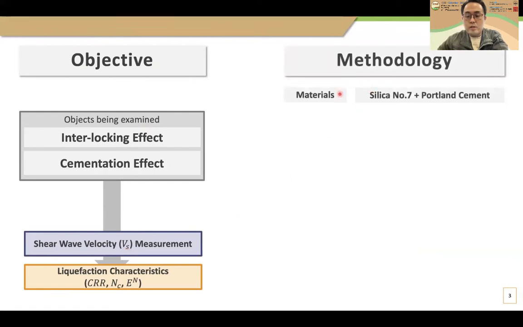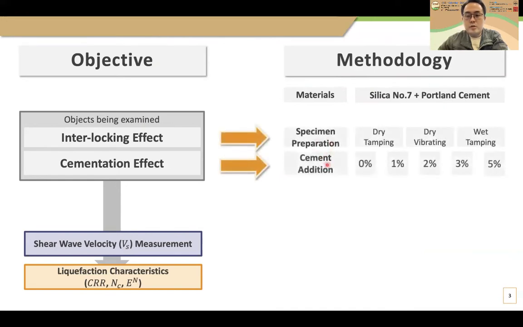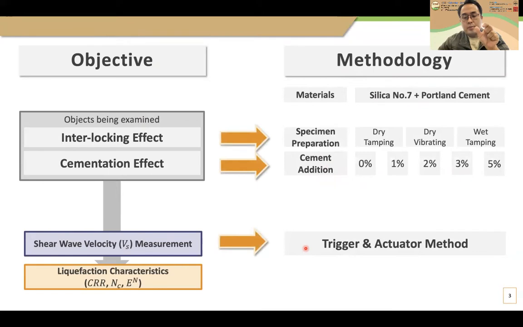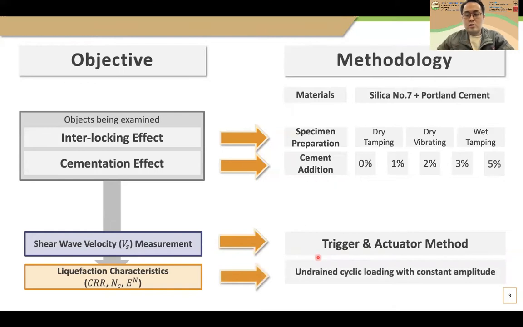And here is the methodology. I used silica sand number 7 and Portland cement as the base materials. And I changed the specimen preparation method and the cement addition rate as shown here. After setting up the specimens, I put a pair of actuators and a pair of accelerometers to detect the shear wave. And then after the consolidation of 100 kilopascal of mean effective stress, I conducted the undrained cyclic loading with constant amplitude.